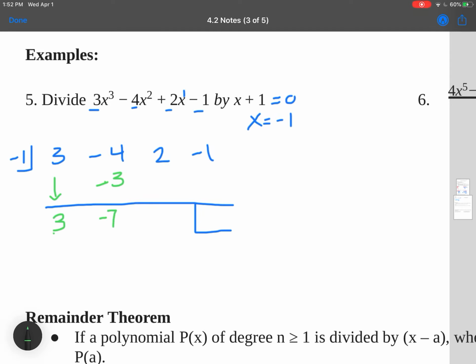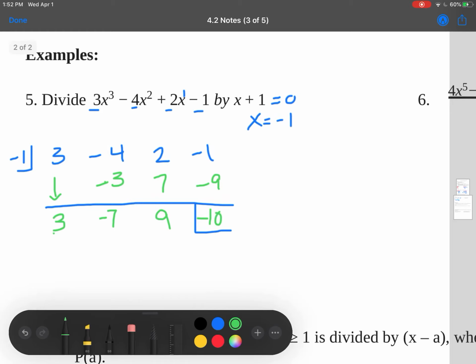Again, we'll multiply. -1 times -7 is a +7. And if we add 2 and 7, we get 9. -1 times 9 is -9. And -1 plus a -9 is -10.